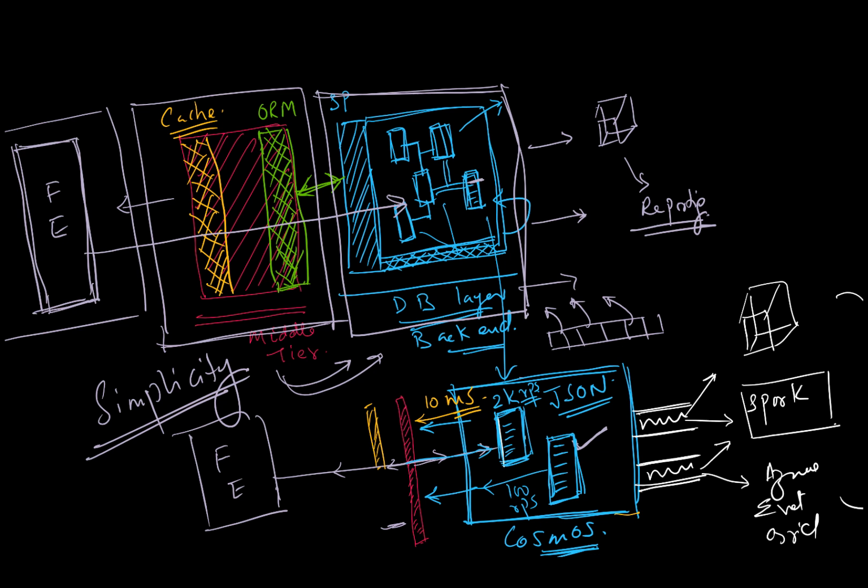First thing, you should unlearn normalizing all these tables. Try to denormalize your data as much as possible, and that will keep your system very simple.